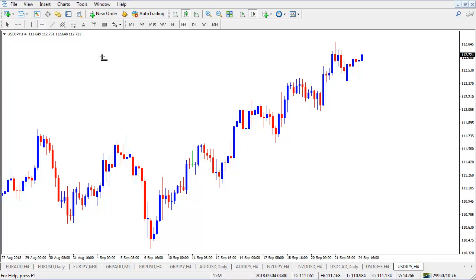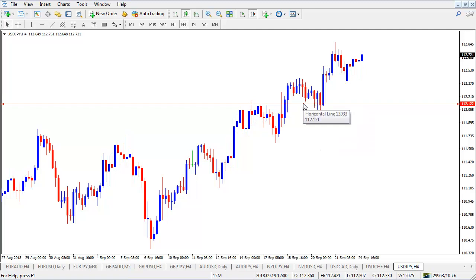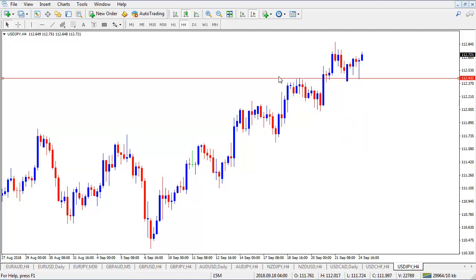Now, if I take a horizontal line and I draw it at this area of resistance, we can see that price breaks through it and uses it as support. And again, if I move it to the next area of resistance, it breaks through and uses it as support. And one more time, area of resistance, market breaks through and uses it as support. So these areas are really important to our trading. Resistance can turn into support, and support can turn into resistance.